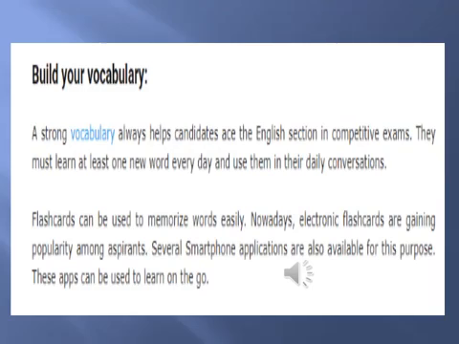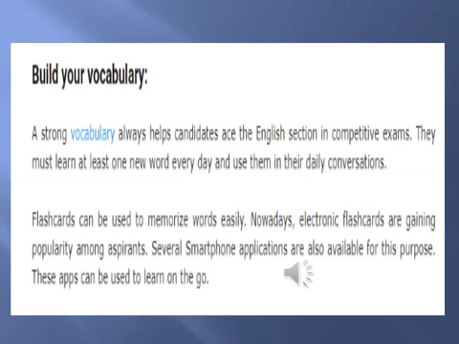When you are appearing for the competitive examination, you must have powerful vocabulary. So you think over how you can build your vocabulary power. A strong vocabulary always helps candidates ace the English section in competitive exams. They must learn at least one new word every day and use them in their daily conversations. Now from here onwards, start learning at least 3 synonyms and 3 antonyms. And whenever you come across any new word in the newspaper, try to become familiar with that particular word.